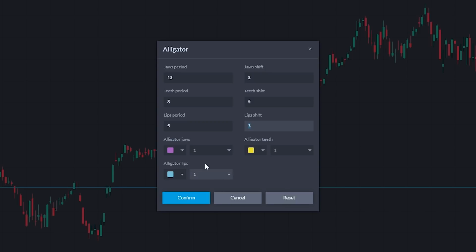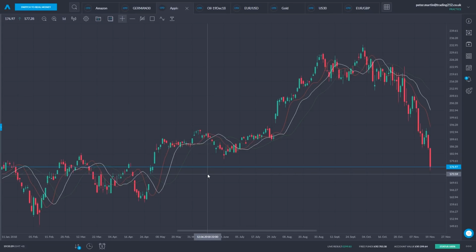As we can see here, we've got a different assortment of colours. It really doesn't matter as long as you know which is which. I'm going to switch it to my own choice just because I think it makes it easier for me to remember which is which when I do that. So I'm going to have dark green for my alligator's jaws, white for my alligator's teeth, and my alligator wears lipstick and it's got red lips. So I click confirm, and now we can see the three balance lines plotted on the chart.